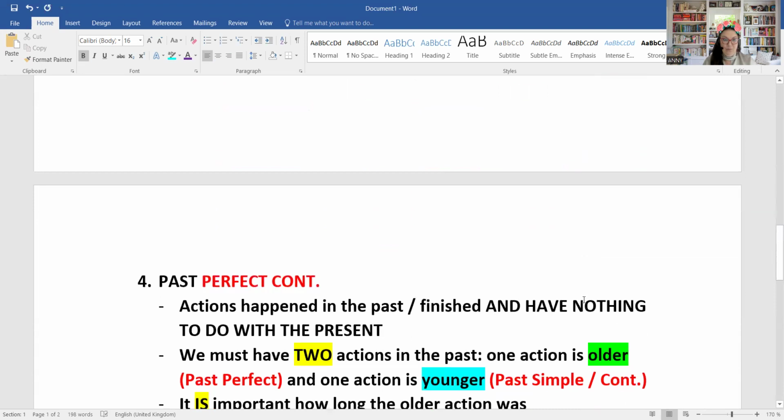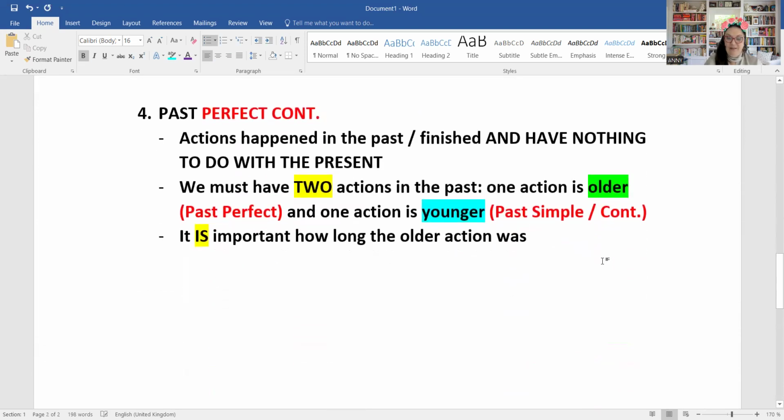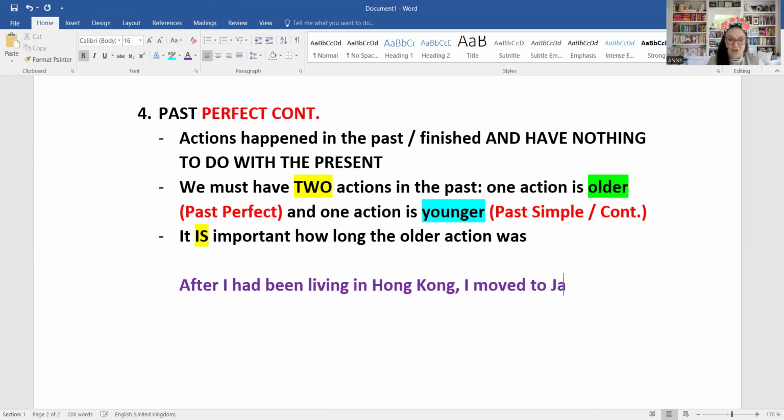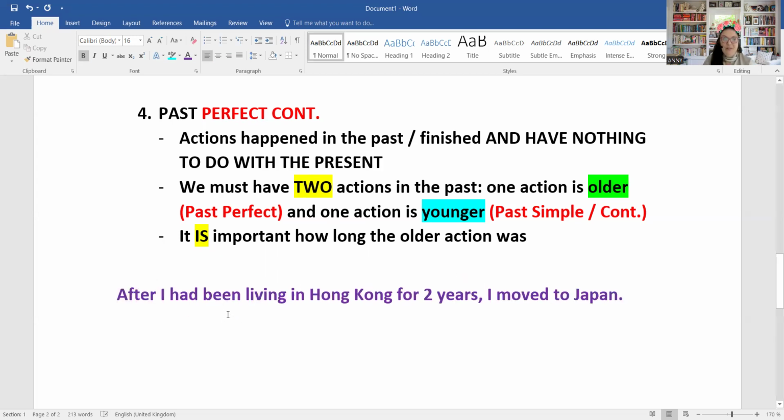Now let's go to past perfect continuous. Here, it is important how long the older action was. After I had been living in Hong Kong, I moved to Japan. And to make it even more clear, let's say for 2 years. So here we have an older action that lasted for some time, and we have a younger action.